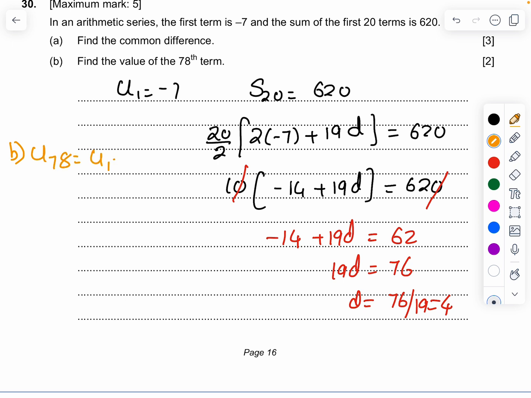U78, which is U1 plus 77D. U1 is negative 7 plus 77 times D. D is 4. So which is going to be 301.